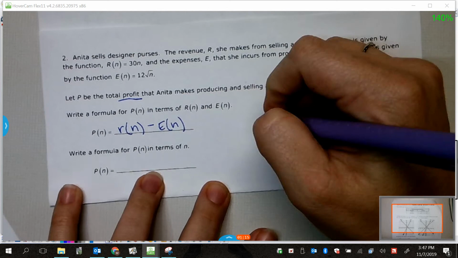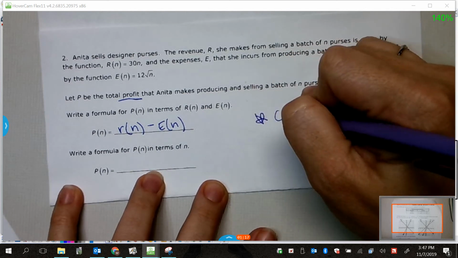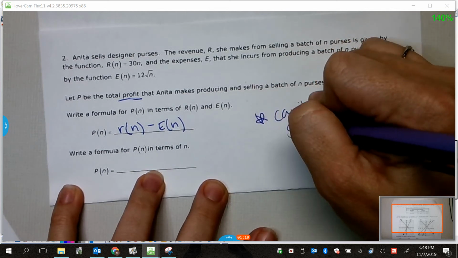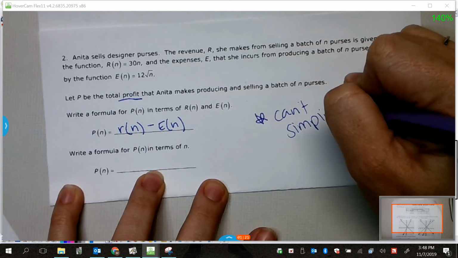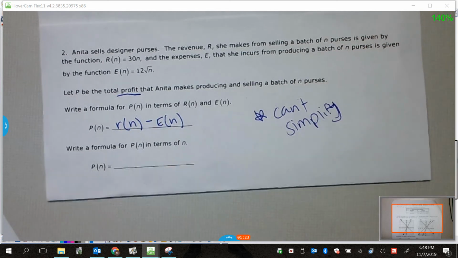Okay, now when you combine these, you can't simplify. So you're literally just writing the two equations together with a subtraction sign in the center. Okay, cannot simplify on this one.